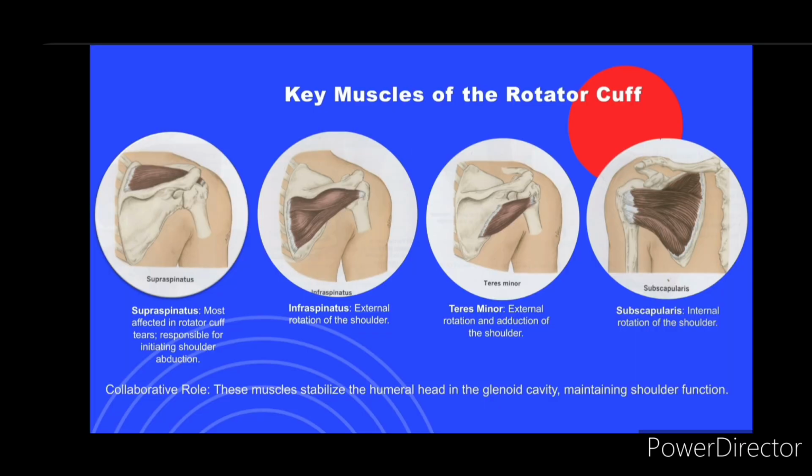Key muscles of the rotator cuff. The supraspinatus is the most affected in rotator cuff tears. It's responsible for initiating shoulder abduction. Infraspinatus is responsible for the external rotation of the shoulder. Teres minor is responsible for the external rotation and adduction of the shoulder. Subscapularis is internal rotation of the shoulder. These muscles stabilize the humeral head in the glenoid cavity, maintaining shoulder function.